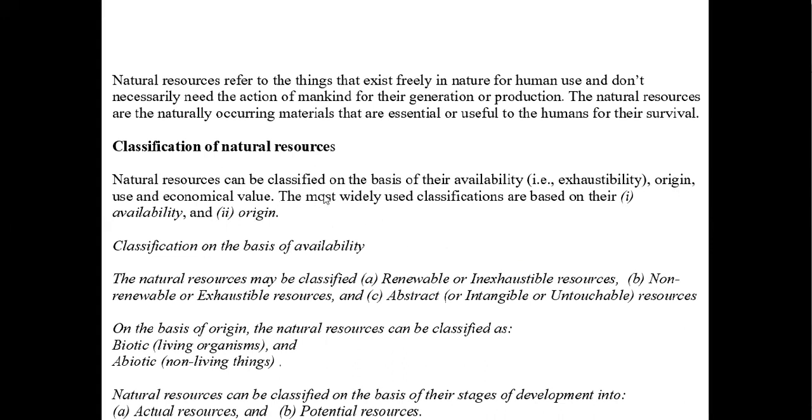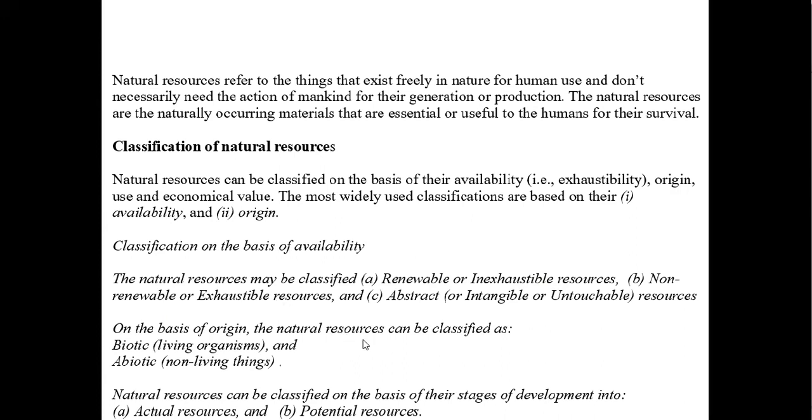Natural resources can be classified on the basis of their availability, origin, economic value, etc. On the basis of their availability, natural resources are classified as renewable and non-renewable resources. The resource which we can renew again and again is known as renewable resources. It is otherwise known as inexhaustible resource. And the resource which we cannot renew again and again is known as non-renewable resources, and it is otherwise known as exhaustible resource.